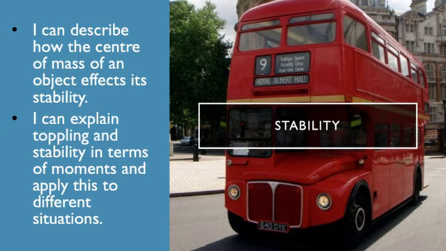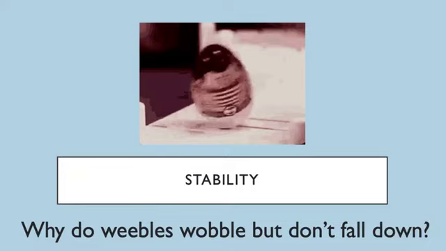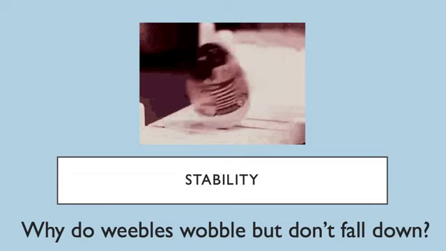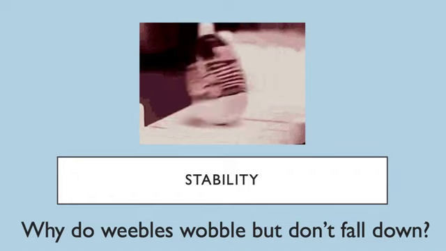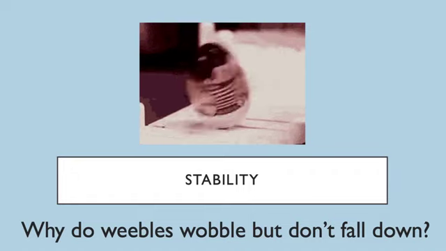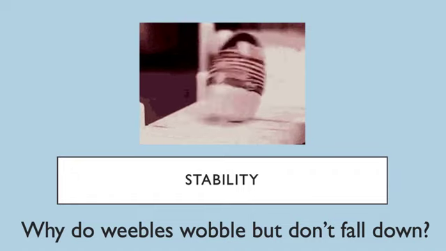Okay, so that's pretty much the end of this lesson, and these are the things I think that you should be able to do. I think you should be able to describe how the centre of mass of an object affects its stability, and you should be able to explain toppling and stability in terms of moments and apply this to different situations. And one of those situations is a Weeble. So this was our question. I know you've all been waiting for the answer. Why do Weebles wobble but they don't fall down?